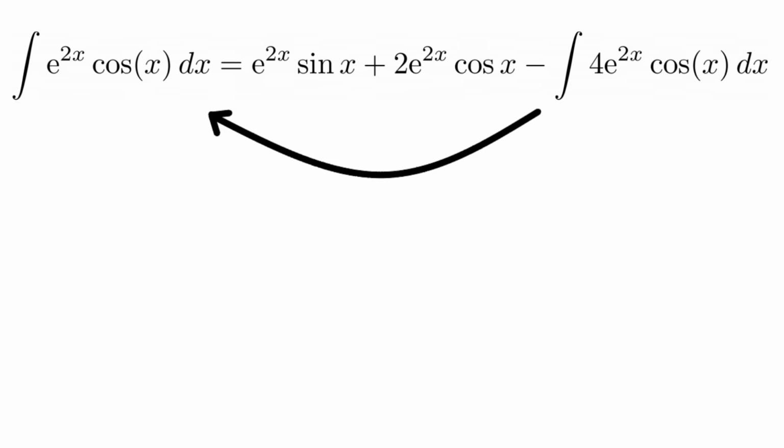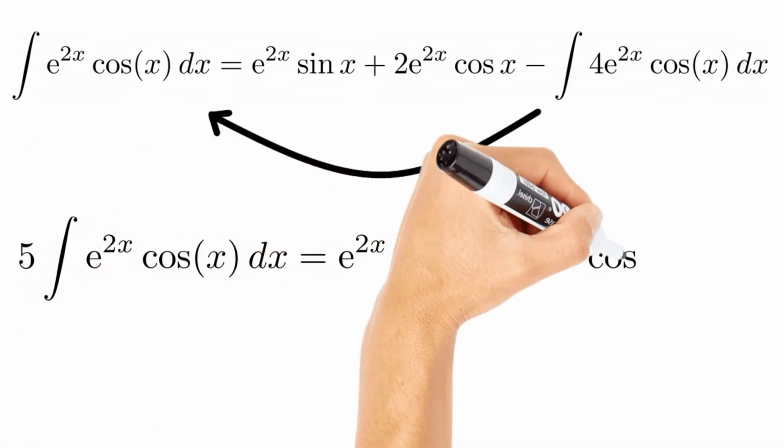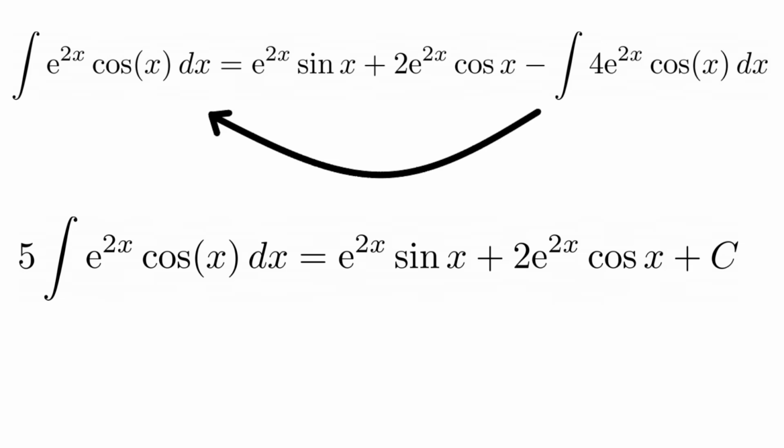And when we do that, we end up with 5 times the original integral of e to the 2x cosine of x dx, and that'll be equal to e to the 2x sine of x plus 2e to the 2x cosine of x, which were the first two terms that we had. I've also added the plus c here because all of these equalities, since they have indefinite integrals, are always just true up to a constant. And so that constant on the right is telling you that you could potentially still have that constant there, just like you normally would for any kind of indefinite integral.